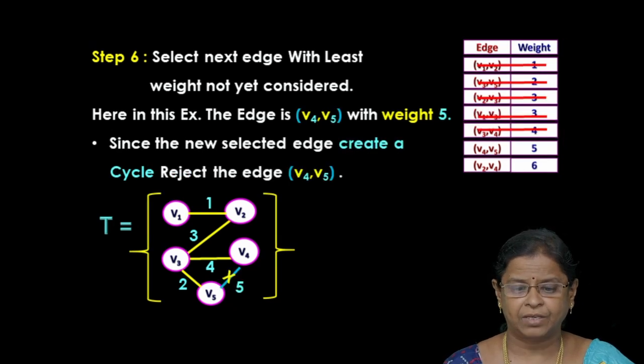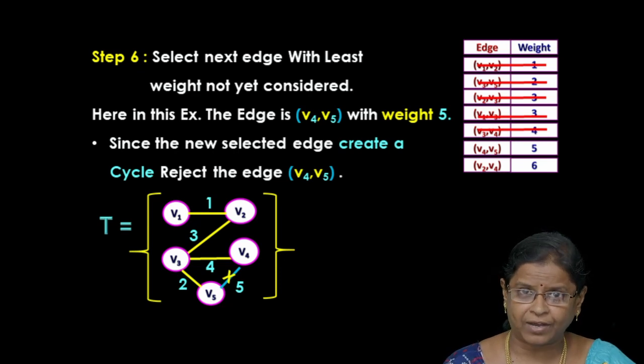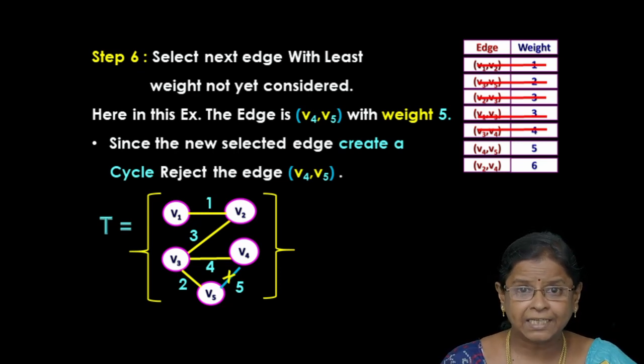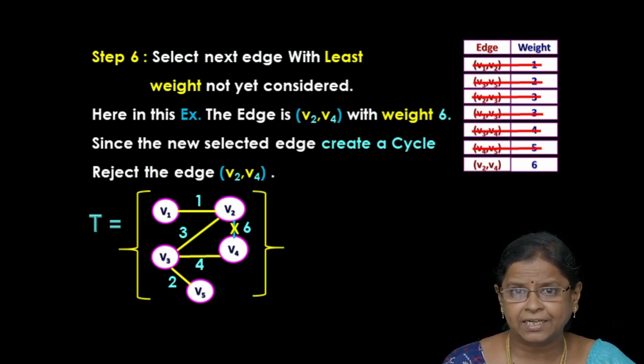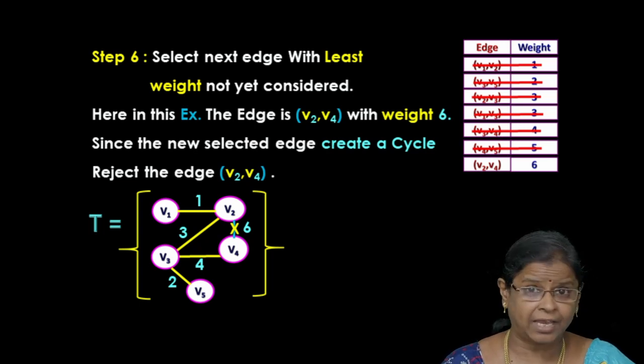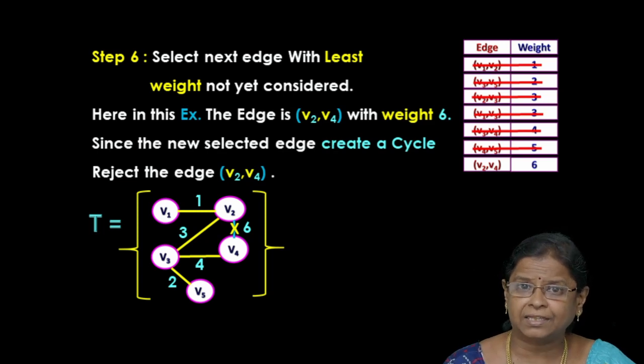Next, select the edge with least weight, that is from V4 to V5 with weight 5. But it is from the same disjoint set. Therefore, it forms a cycle and we are rejecting the edge. Next, select the edge with least weight which is not yet considered, and it is the last edge, from V2 to V4 with weight 6. But it is also from the same disjoint set. Therefore, it forms a cycle and we are rejecting the edge.